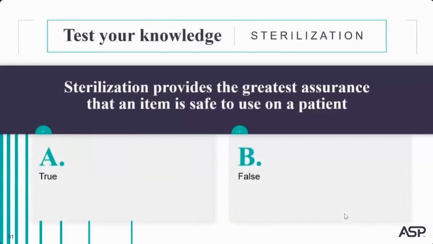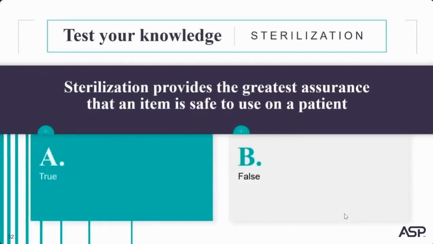So let's test your knowledge. Sterilization provides the greatest assurance that an item is safe to use on a patient. Yes, sterilization does provide the greatest assurance that an item is safe to use on a patient.